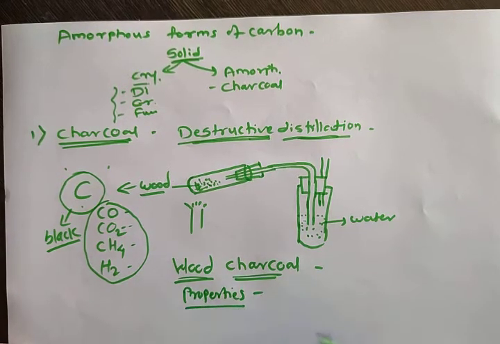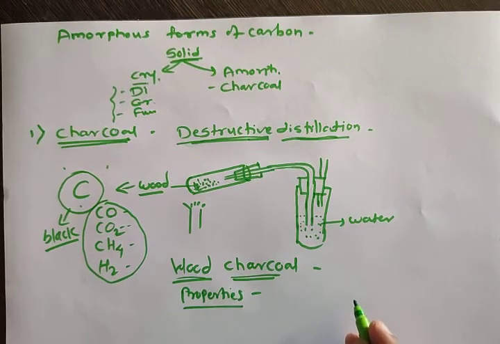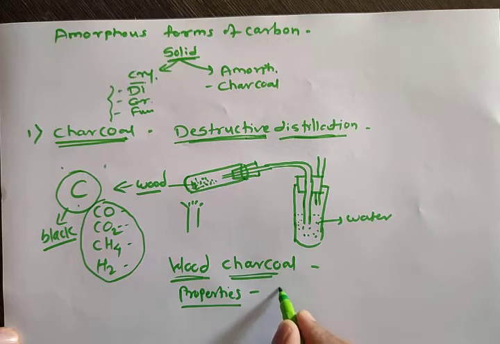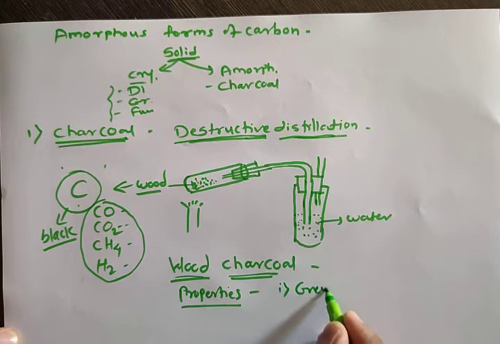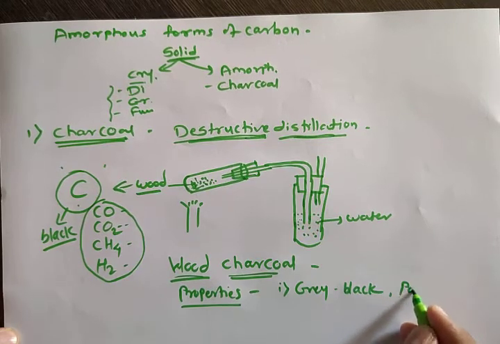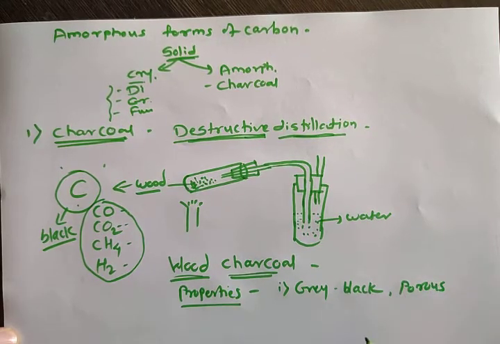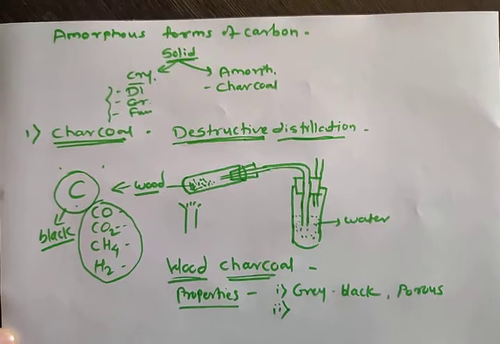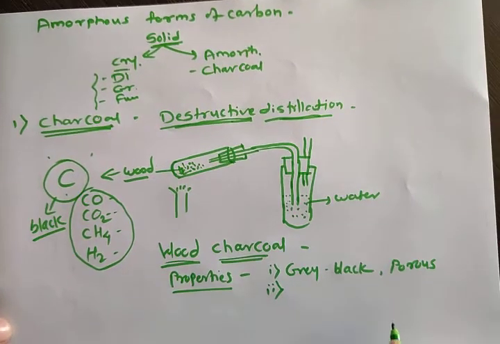Properties of wood charcoal. First, wood charcoal is grayish black in color, and it is porous. Porous means it has small holes in it. Small holes are there, that is called porous. All of you have seen wood charcoal, correct?